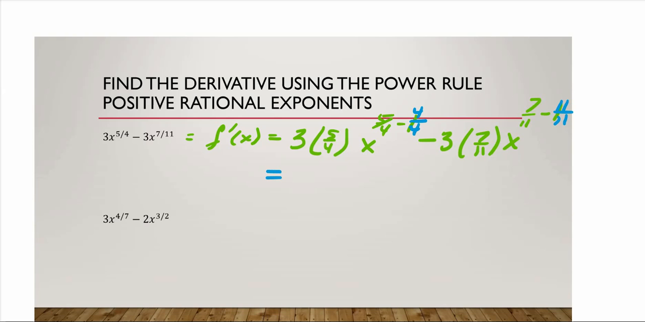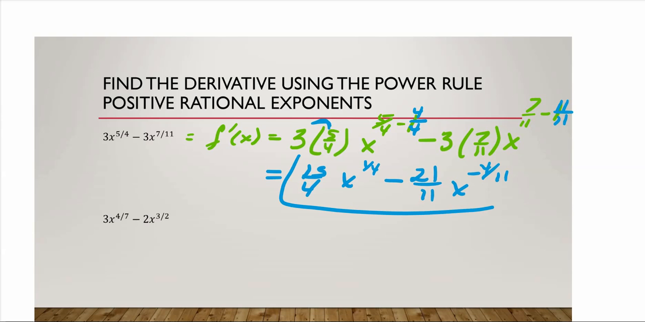So now when I multiply my coefficient to my power, I'm actually going to end up with 15 over 4 x, and here 5 fourths minus 4 fourths is going to be 1/4. And on the second term, I'm going to multiply 3 times 7. That's going to give me 21 over 11 x to the 7 elevenths minus 11 elevenths, which is negative 4 over 11. And this is my answer right here. This is my derivative for this function.